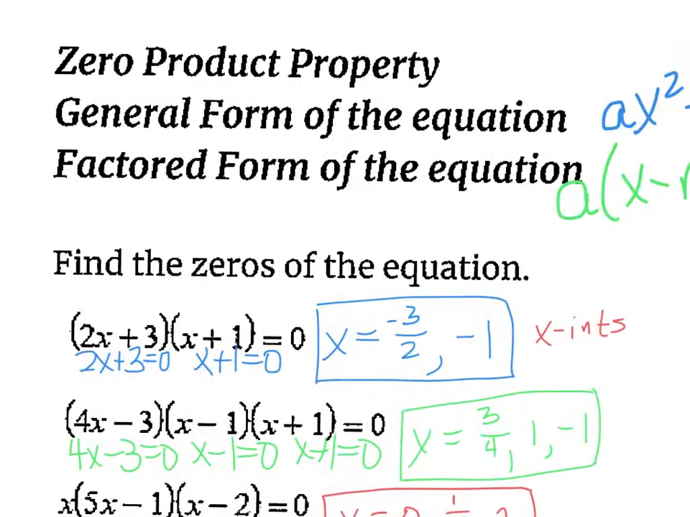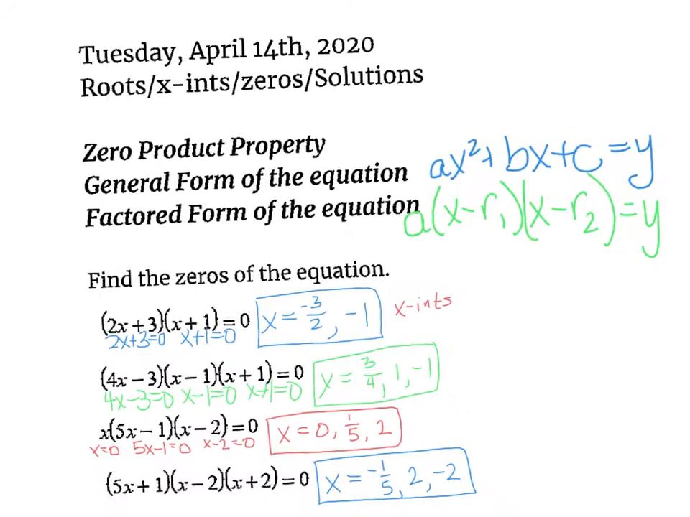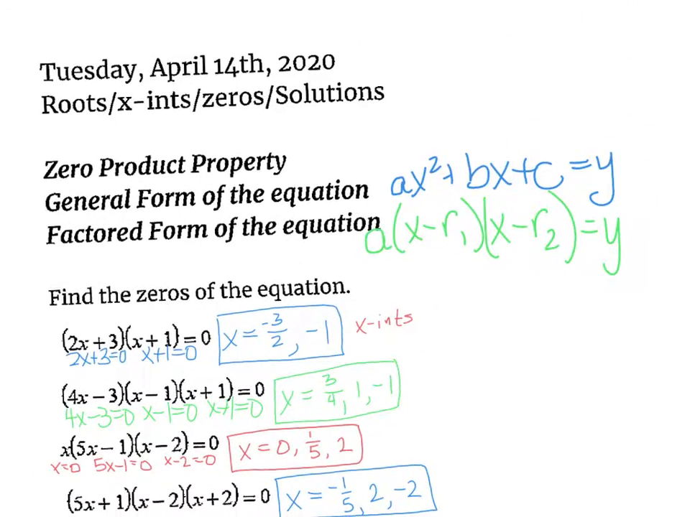Our notes say that the factored form of the equation is right here. Here's your factored form. Here's what we're starting in, general form. Here's our factored form. If I know the roots, that's what we found right there. The x-intercepts are the roots, are the zeros. We can just plug them in to that equation.